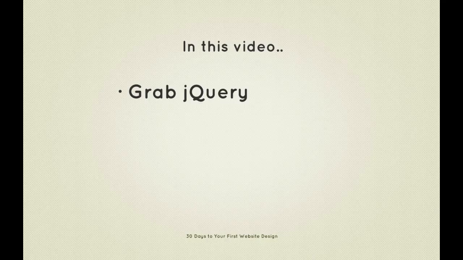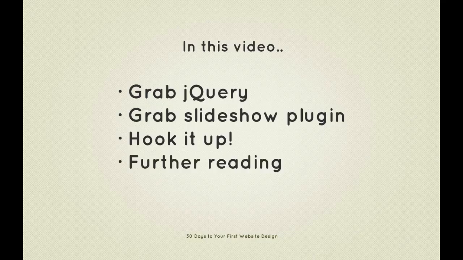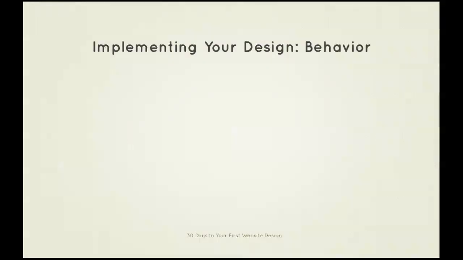Firstly, we're going to head on over to jQuery.com and grab the all-important jQuery library. Then we're going to head over to Mike Alsop's site and grab his fantastic jQuery cycle plugin. Then we're going to come back to our own website and hook it up. Before we tackle the next video in the series, we'll look at some additional reading and then an assignment. Okay, so we may as well just dive straight into this.